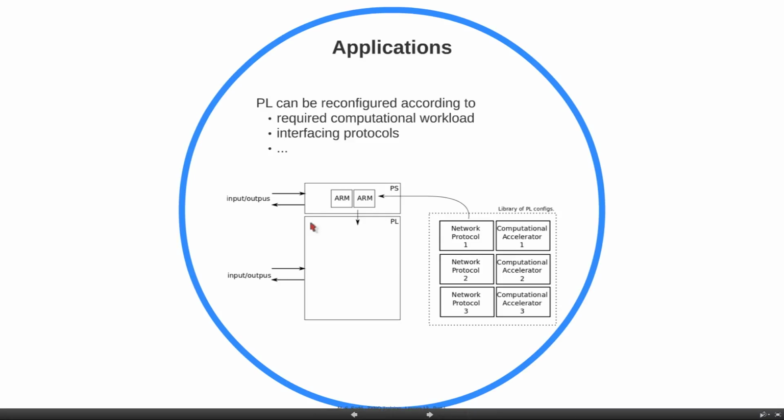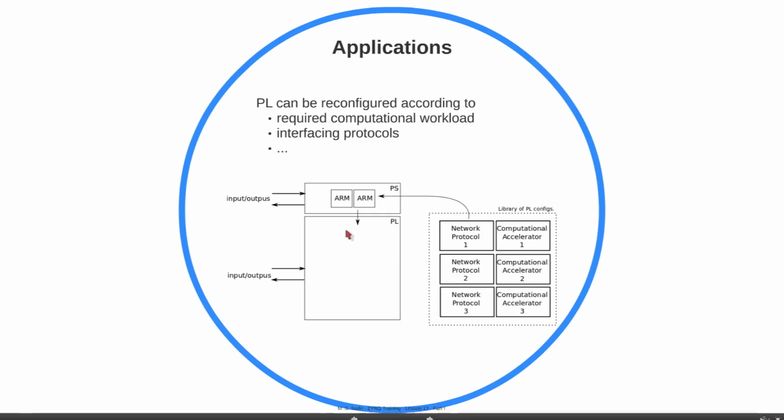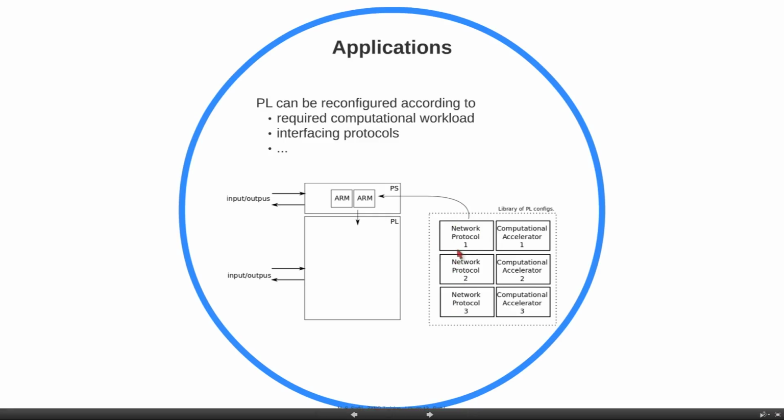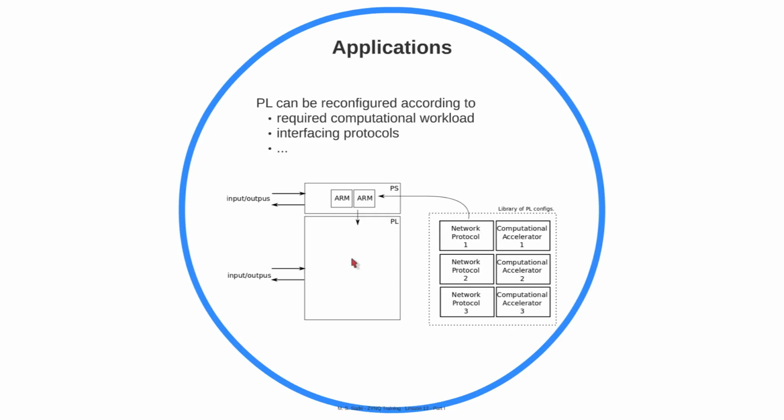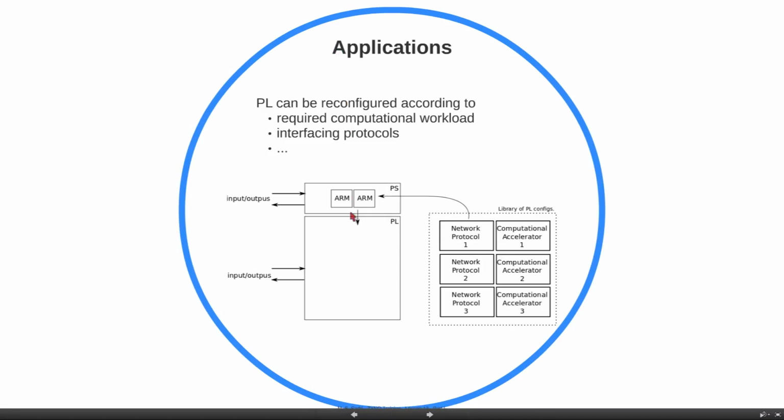For each of these cases, you need different hardware to be implemented on the ZYNQ PL. So you will have a library of bitstreams, a library of different PL configurations, and your ARM host, depending on the task that it should do at each moment in time, selects one of those available bitstreams and reprograms the PL with that specific bitstream. As you see, the applications of PL reconfiguration are numerous.